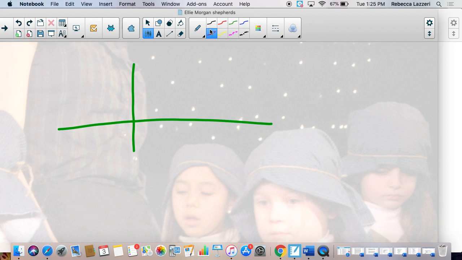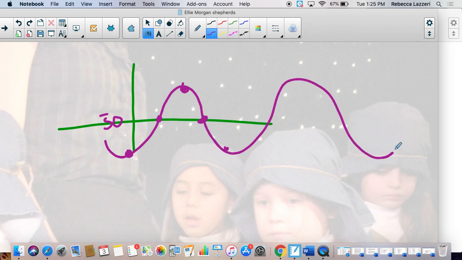In January, it's cold. So let's say that 50 degrees is the norm. In January, it's cold. What happens in the spring? It's average. What happens in the summer? It gets hot. What happens in the fall? Down again. And what happens next winter? Cold.